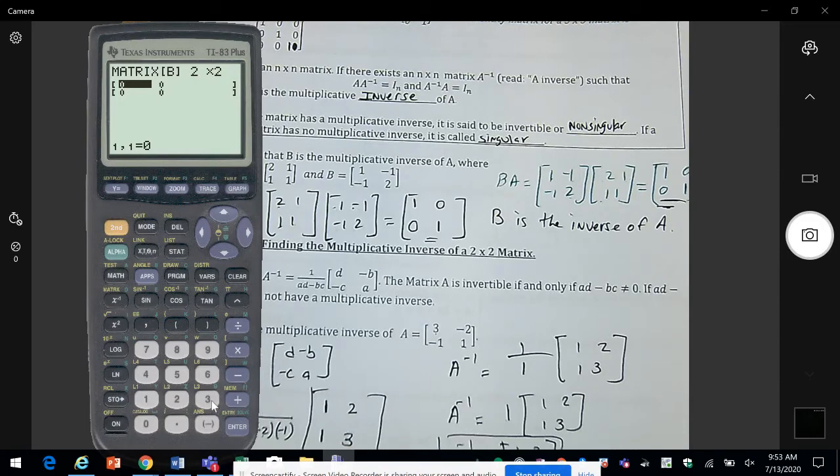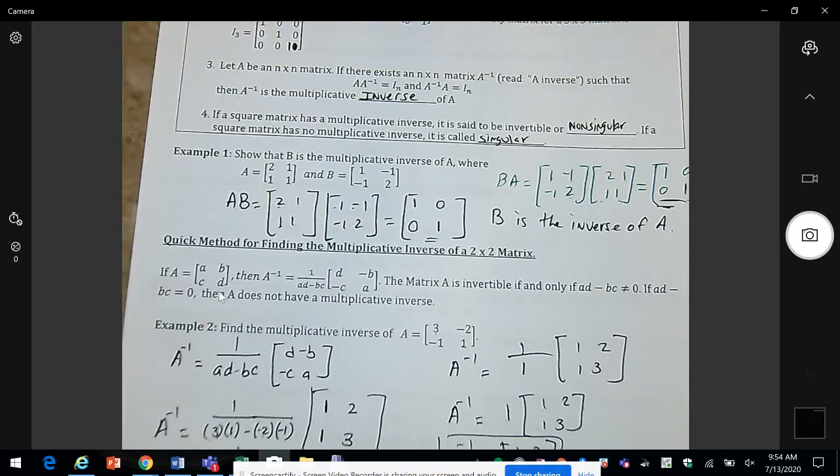So we have 3, -2, -1, and 1. So I'm going to quit second matrix. Now I want to use letter B. Enter, use the inverse key, X inverse. And so you can see that we get 1, 2, 1, 3. Okay, so that's a way to check your work if you're using this formula.